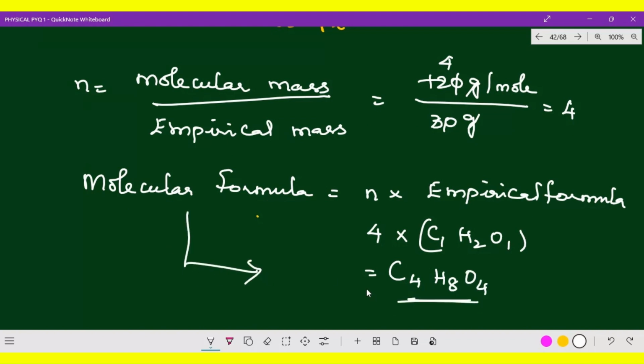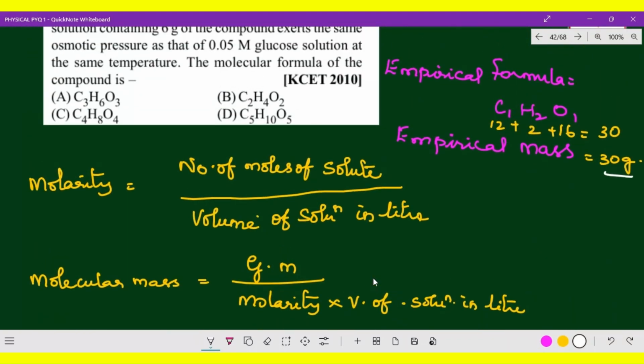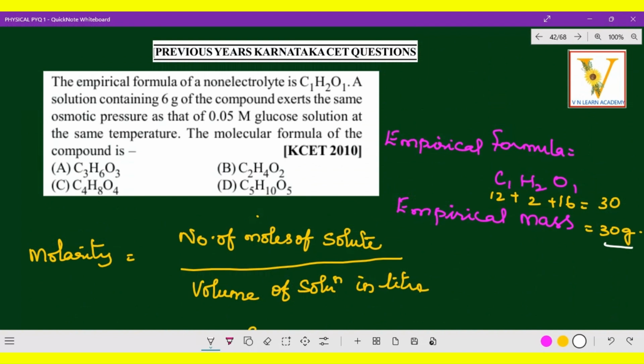I hope you got the clarity. Come on, let us find the answer. Which is the correct option? C4H8O4. Yes, option C is the correct option, C4H8O4. I hope you got the clarity how to identify the answer. Come on, let us go to the next question.